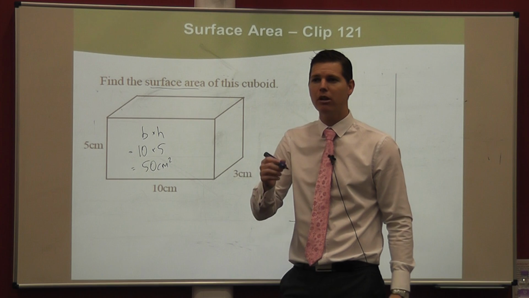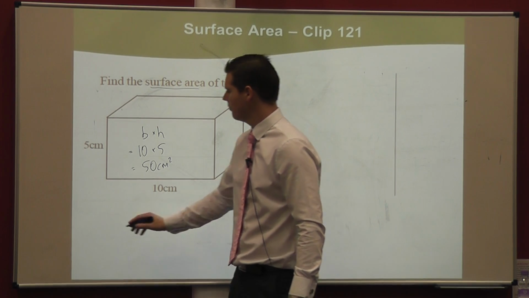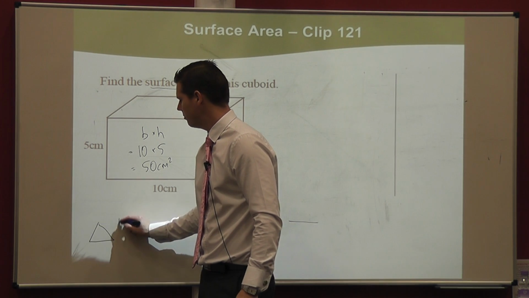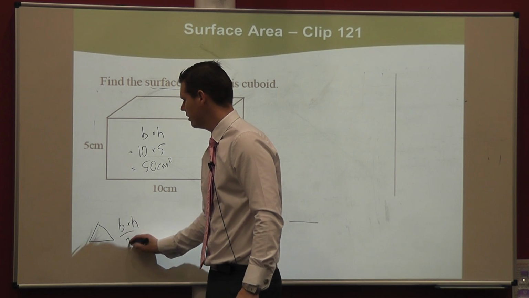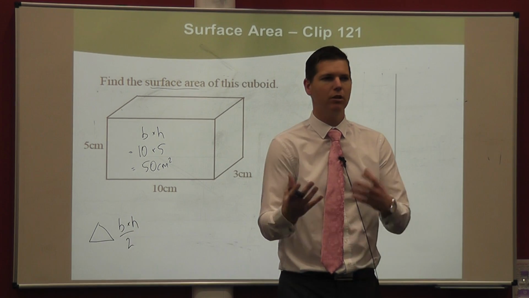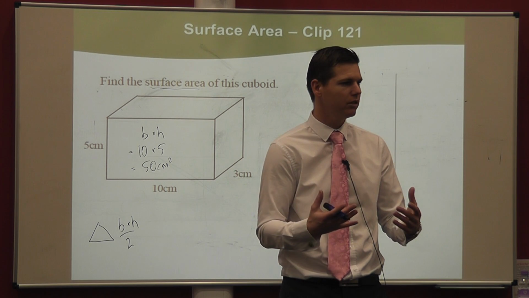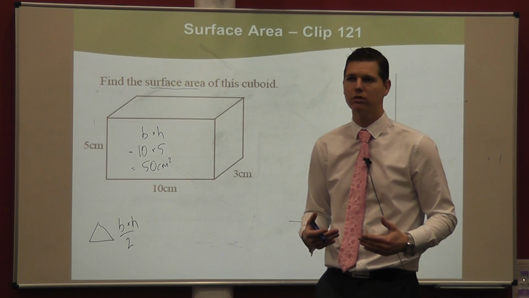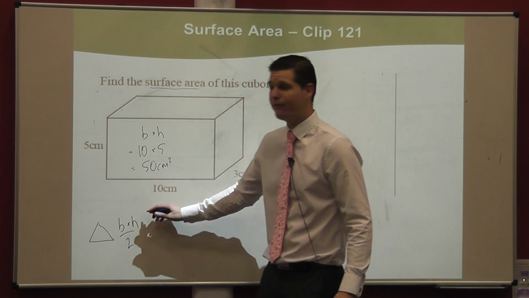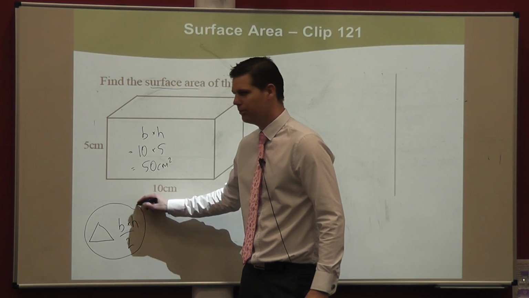What's the area formula of a triangle? Base times height divided by 2. Base times height, exactly the same as a rectangle or a square or a parallelogram or a rhombus, but you divide it by 2. So you don't need that for this question, but you might for your exam.